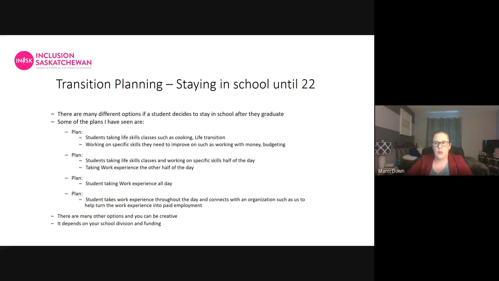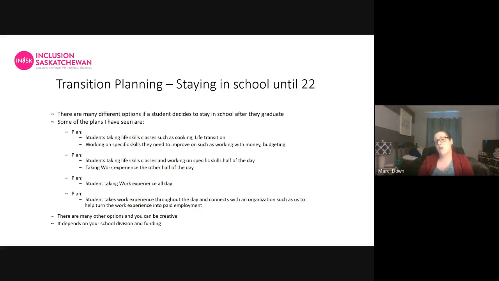Another plan I've seen is taking some of those life skills classes and also working on those very specific pieces for that individual in the morning, and doing a work experience in the afternoon. We've seen students do a work experience throughout the whole day, just do different work experiences so they get a little bit more experience and are able to build those skills a bit more.